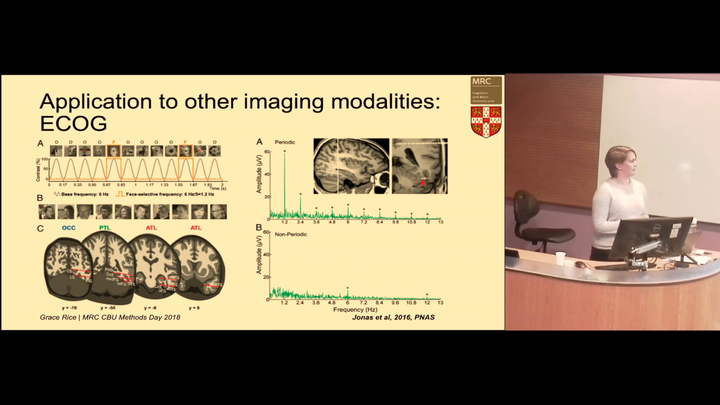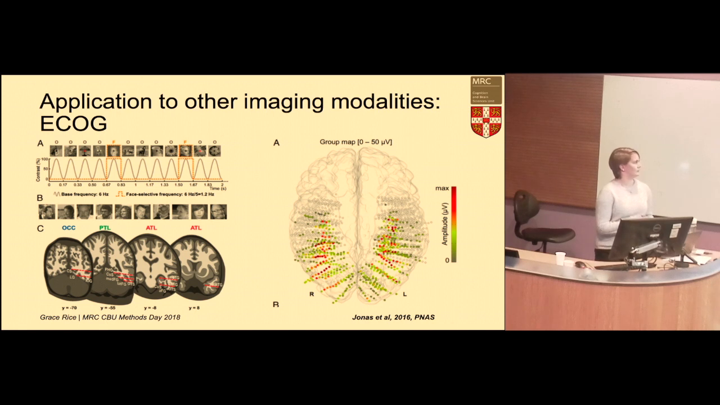In the non-periodic condition, where the faces don't repeat at equally spaced intervals, you still see the base response at 6 Hertz, but you don't see any other responses. That's in contrast to the periodic condition, where you start seeing these face selective responses at 1.2 Hertz, and then the following harmonics after that.